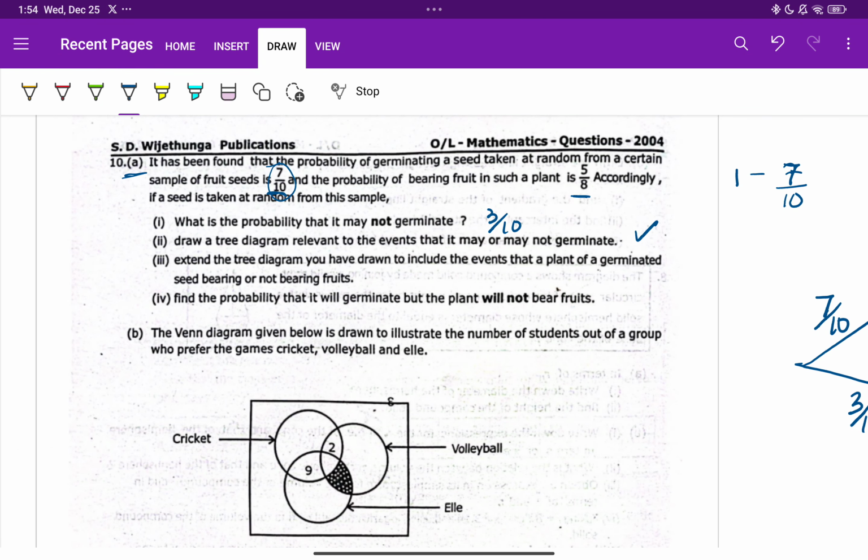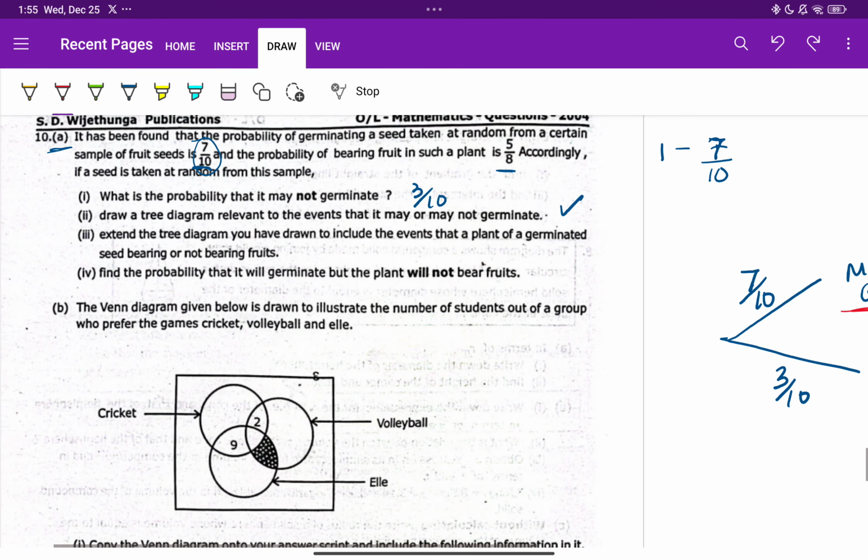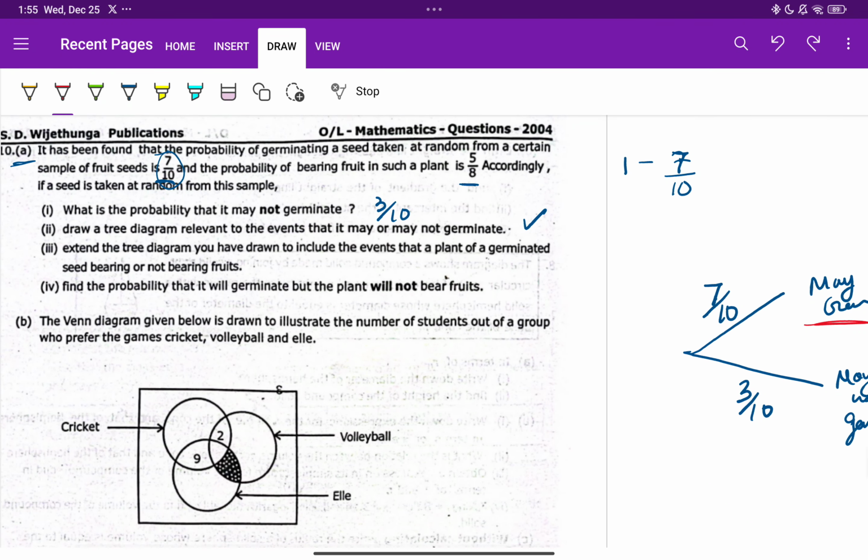That's done. Extend the tree diagram that you have drawn to include the events that a plant of a germinating seed bearing or not bearing fruits. So if the seed germinates, there are two possibilities, that would be bearing fruits or not bearing fruits. So only if the plant germinates, then these probabilities will be valid. So we don't have to draw a branch over here. Alright, so we have extended and we have to mark the probabilities.